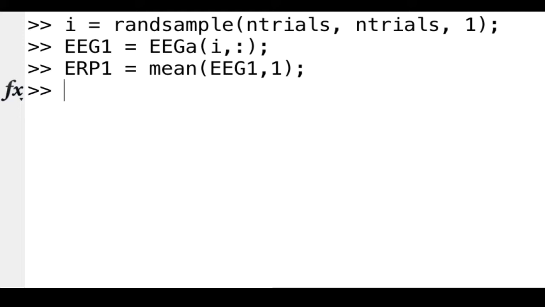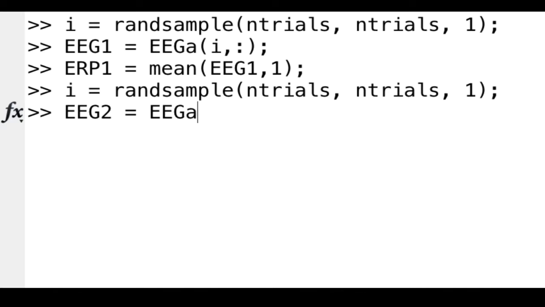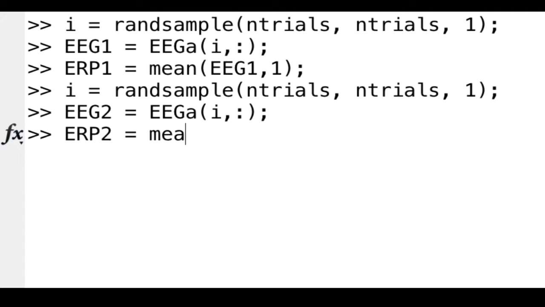Let's now repeat this procedure. To do so, we'll generate another random sampling of trials by recomputing our variable I. Let's then define another resampled EEG. I'll give it the name EEG2 this time. And again, to compute this resampled EEG, we'll take our original data, EEG A, with our new resampled trials I for all time. We're then ready to compute our resampled ERP. To do so, let's define a new variable, ERP2, and we'll set that equal to the mean of our resampled EEG, EEG2, across trials. Good, so now we've created 2 resampled ERPs.